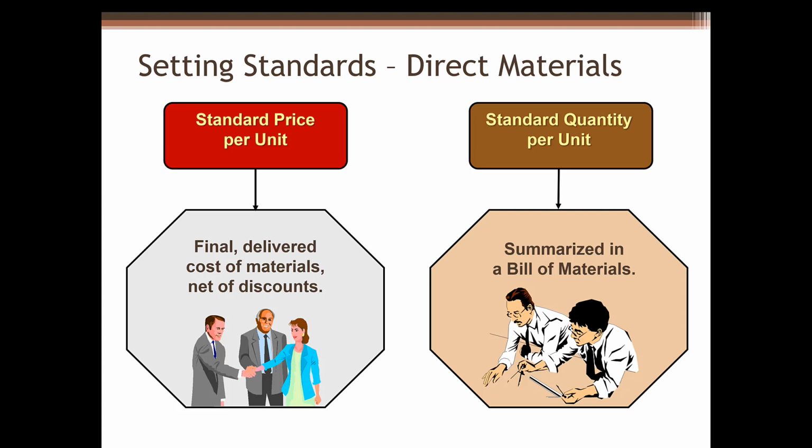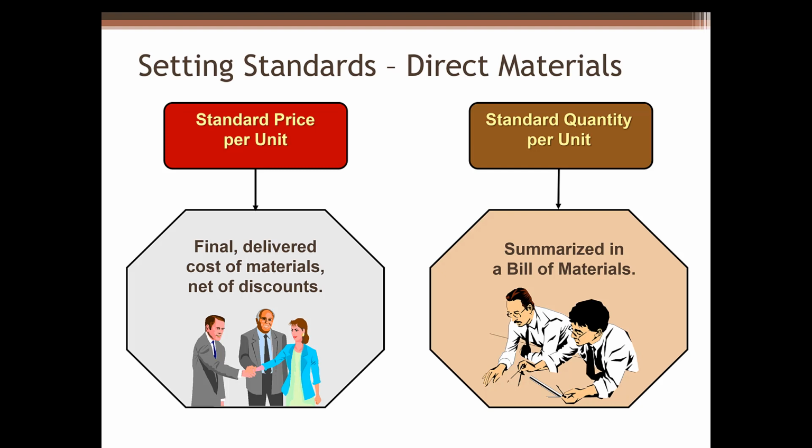Now let's set standards for direct materials, direct labor, and variable manufacturing overhead. For direct materials, the standard price per unit should reflect the final delivered cost of materials, minus any discounts taken. For example, if you always purchase materials in a large bucket and receive a 20% discount, you should deduct the discount in the standard price.